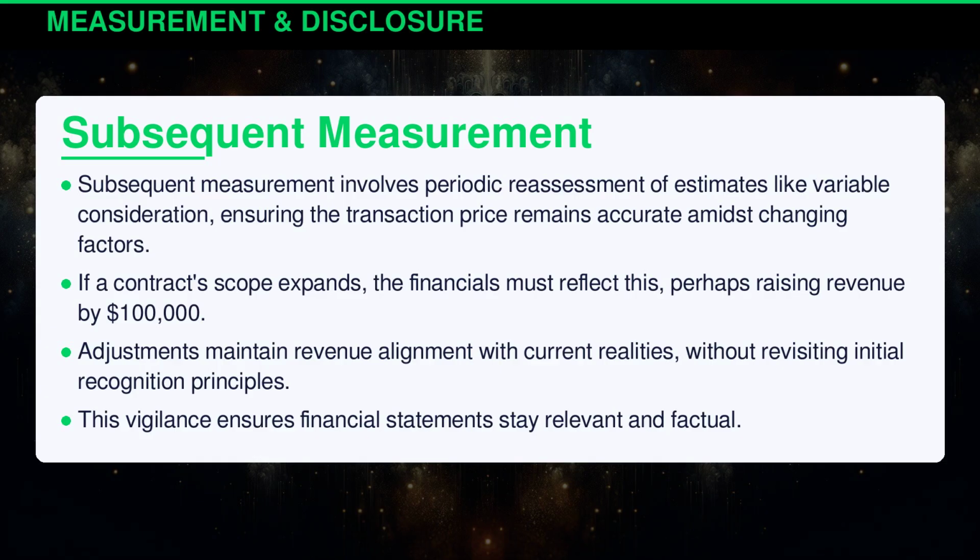Subsequent measurement involves periodic reassessment of estimates like variable consideration, ensuring the transaction price remains accurate amidst changing factors. If a contract's scope expands, the financials must reflect this, perhaps raising revenue by $100,000. Adjustments maintain revenue alignment with current realities, without revisiting initial recognition principles. This vigilance ensures financial statements stay relevant and factual.